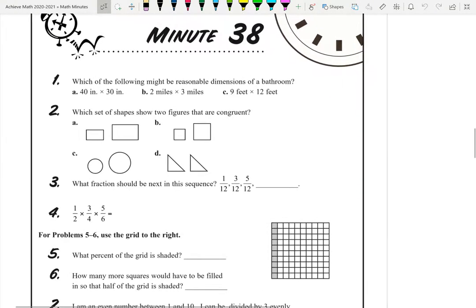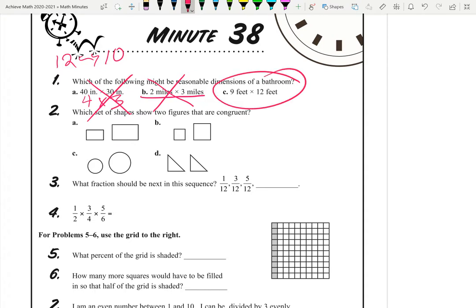All right, in minute 38, we have to figure out what are reasonable dimensions of a bathroom. No bathroom I've ever been in, unless it's bougie, is going to be 2 miles by 3. Way too big. Inches is where we use a ruler. A ruler is about 12 inches, so this is about 10. You could imagine this is 4 rulers by a width of 3 rulers. Not enough to go to the bathroom. It's going to be feet. Bathrooms are usually measured in feet.